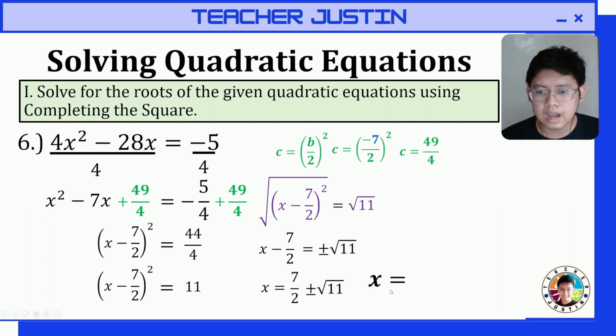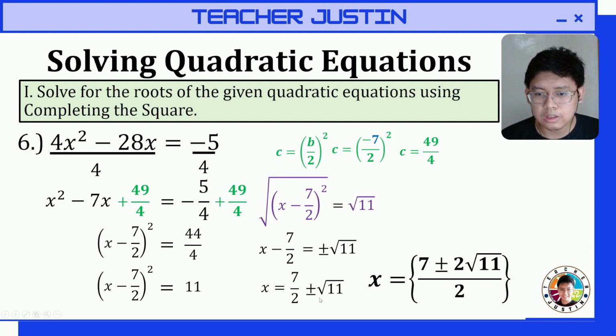Okay? Now, our final answer, if we rewrite this to have the same denominator using the butterfly method, the value of x will be equal to 7 plus or minus 2 square root of 11 over 2. And that's it. Ta-da! Alright.